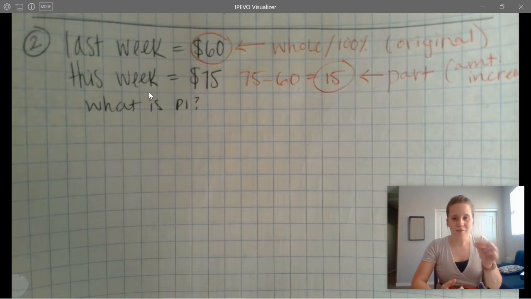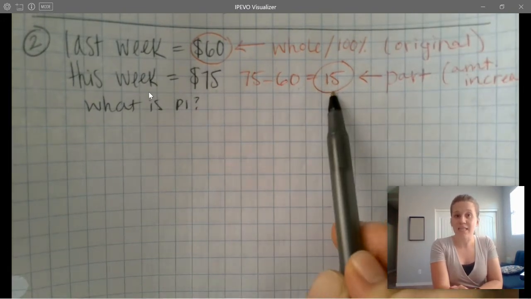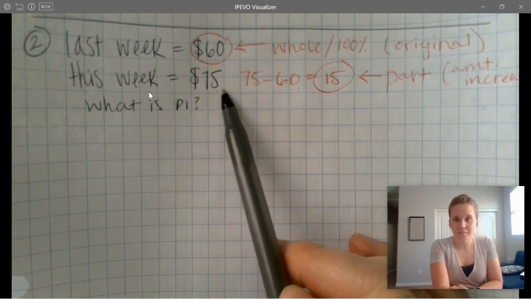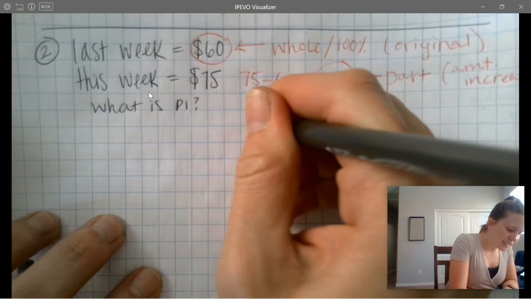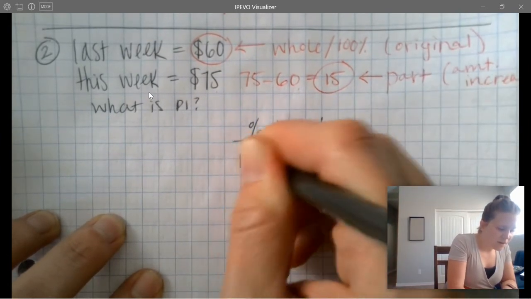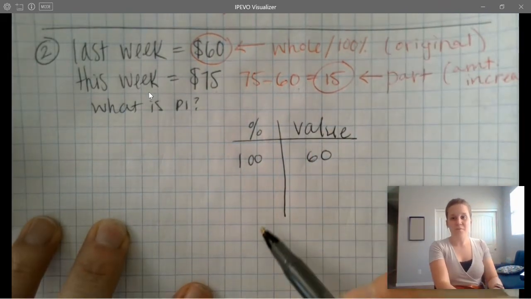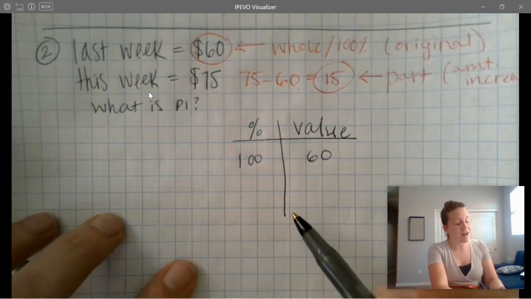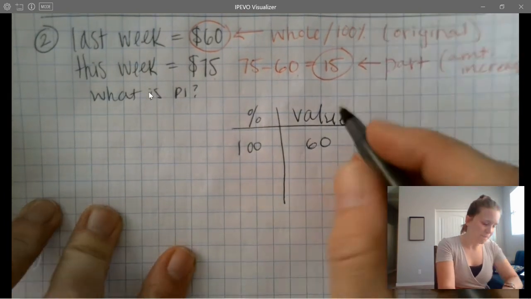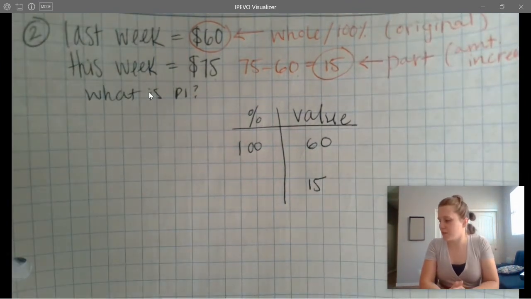Okay, the increase was not 75. The increase was 15 because the price increased by $15. So that's my part. Let's go ahead and set up a ratio table. Percent, value. 100%. The original was $60. I don't want to put 75 here because 75 is not my increase. That's a common mistake, so check that on your paper. I do want to put 15 because that is the part.